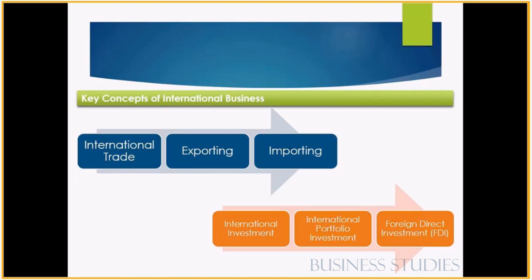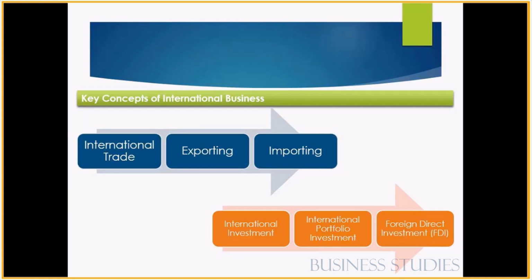On the other side, what is importing? Importing is the procurement of products or services from suppliers located abroad for consumption in the home country, right? So we can refer to it as when we are bringing some products into our country from another country. For example, the United States of America is importing crude oil from Saudi Arabia. That can be an example of importing.